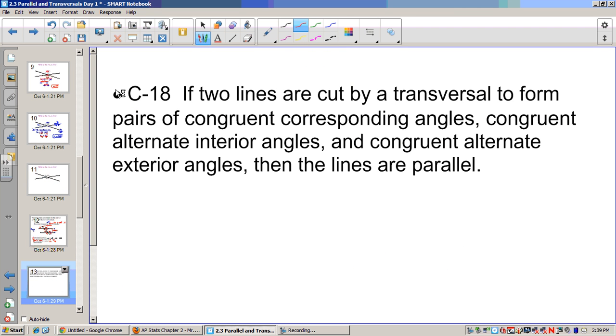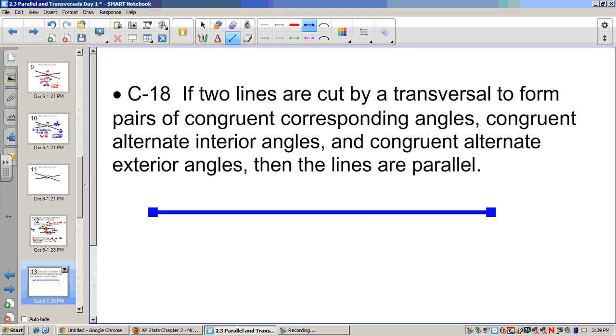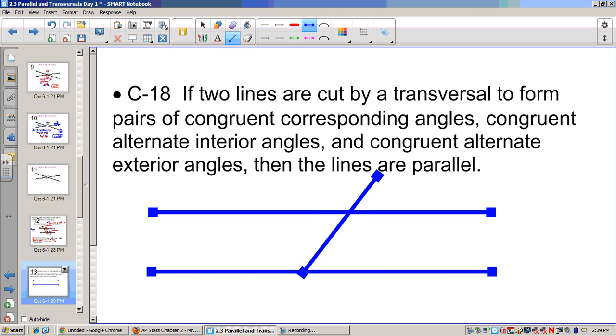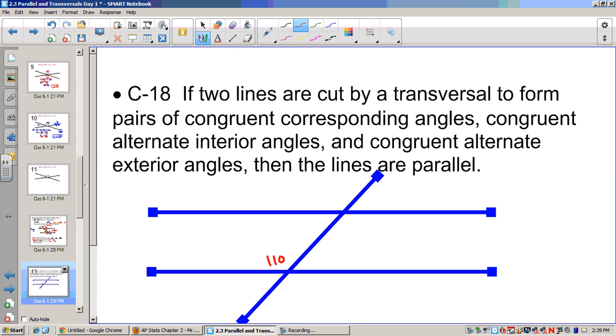Now we have a conjecture that says if two lines are cut by a transversal to form two pairs of congruent corresponding angles, alternate interior angles, and alternate exterior angles, then the lines are parallel. Now what this means is these aren't exactly the lines I was looking for, but we can deal with it. If they're cut by this transversal, and if this is 110 and this is 110, then we know that these lines are parallel.